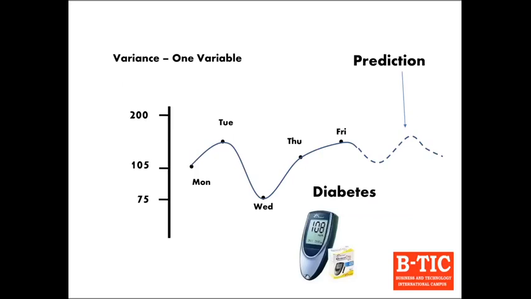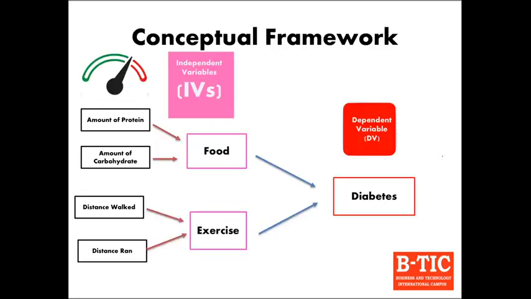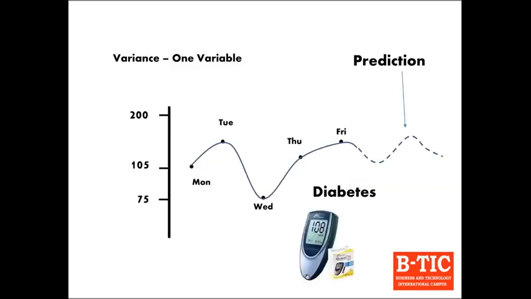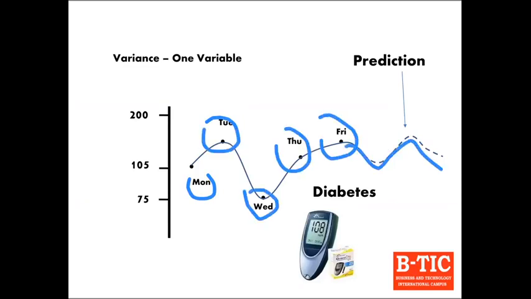Now, you collect data for this conceptual framework. You'll be collecting data for diabetes, food, and exercise as well. When you bring those data, you can analyze them. If you analyze them one by one individually, one variable, we call it variance analysis, where you can analyze diabetes alone. So Monday, Tuesday, Wednesday, Thursday, Friday, and you can have a prediction on that as well. This is variance analysis, where one variable is involved.